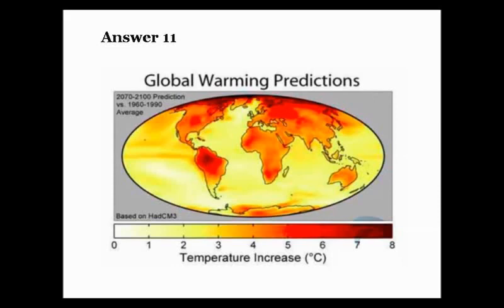According to the graph, most of the continents are represented in red color, which means 5 to 7, especially in the north part of the Earth. Last but not least, most of the ocean is yellow color, which means the range is from 0 to 3. In conclusion, it is a really useful map about global warming predictions.